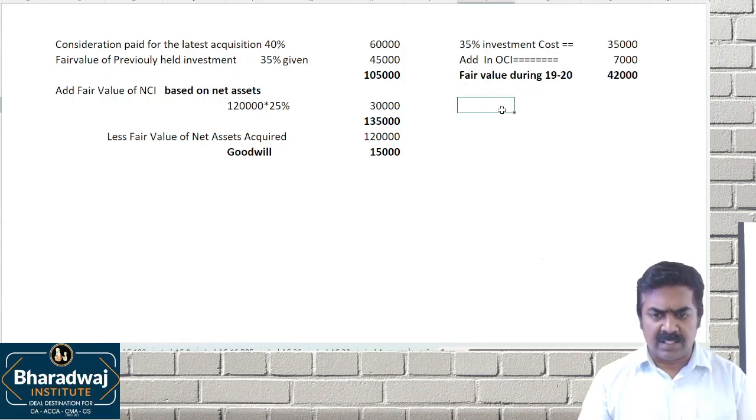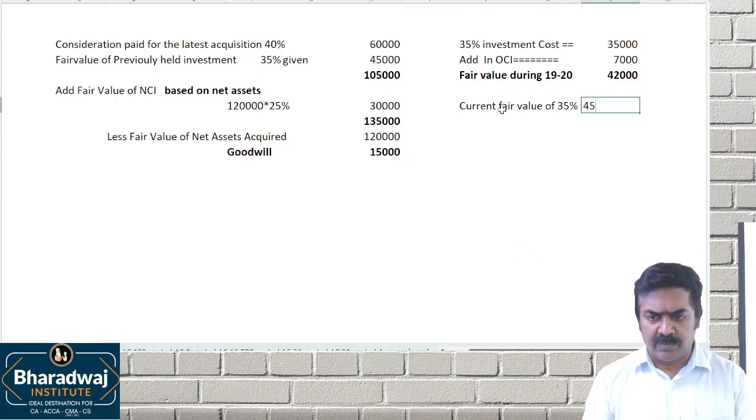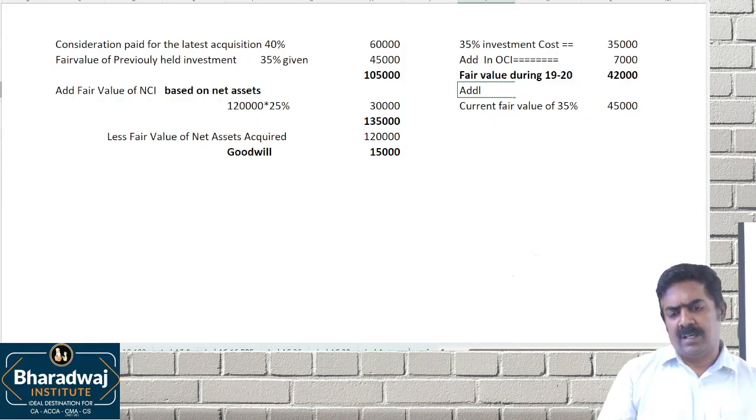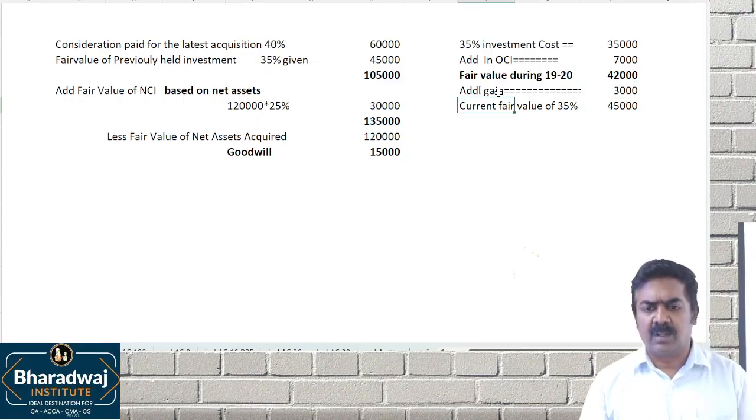Okay. What is the current fair value? 45,000. That 35% is how much? 45,000. Okay. Additional gain. How much additional gain is there? 3,000. Additional gain is 3,000. Okay.